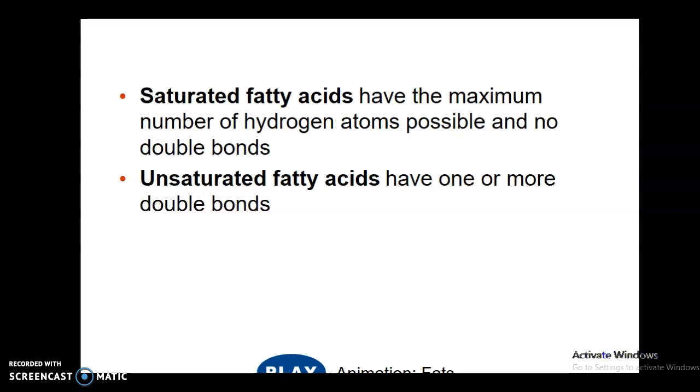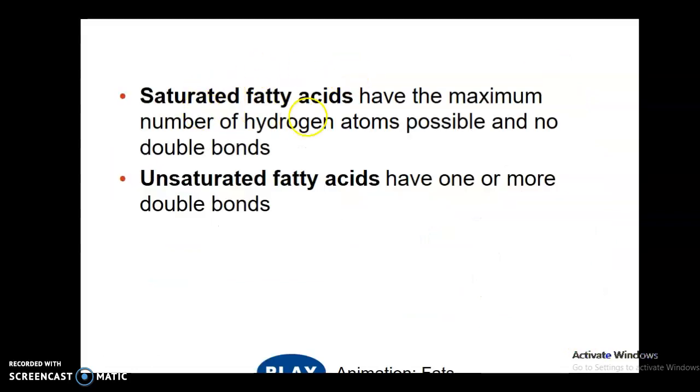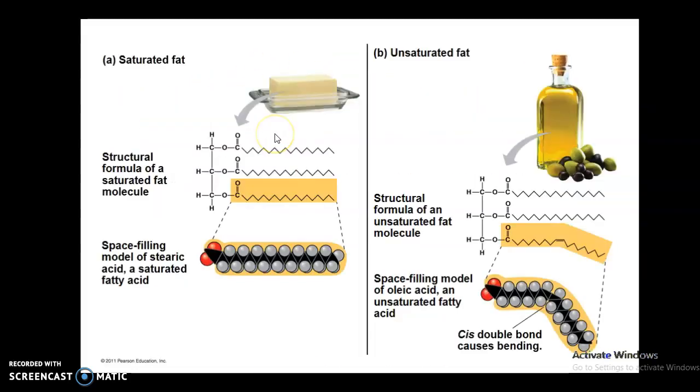And then we have 2 big categories of fats, saturated and unsaturated. So unsaturated just means that there's at least 1 double bond, and that means that it is going to be more liquidy. The more unsaturated it is, the more liquid it is. So a saturated fat means there is not a single double bond. Saturated have the maximum number of hydrogens and no double bonds.